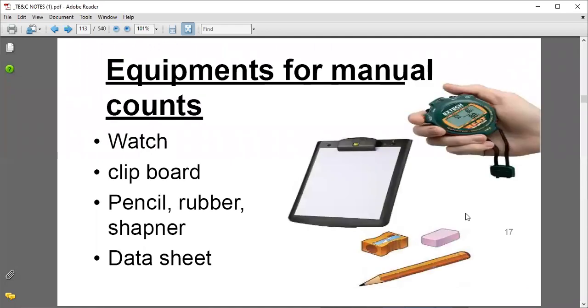And these equipment are here. First one is the watch, which is required for setting the time. Second one is the clipboard for writing. Again, there is a pencil, rubber, sharpener for writing on the tally sheet only. Whatever the observations are, we will write them into the tally sheet.